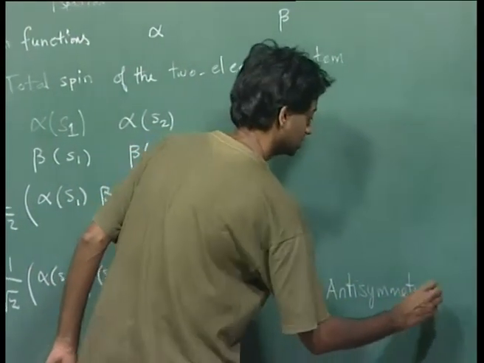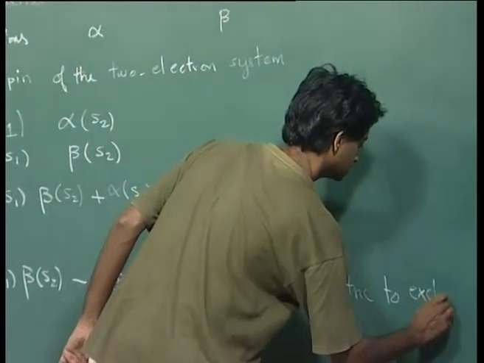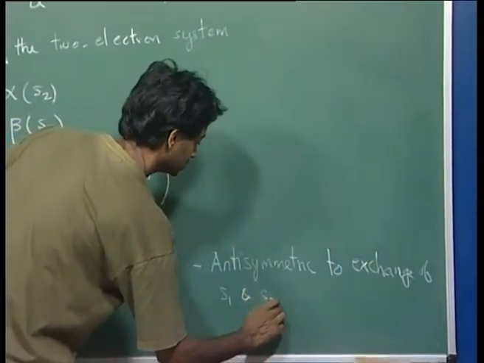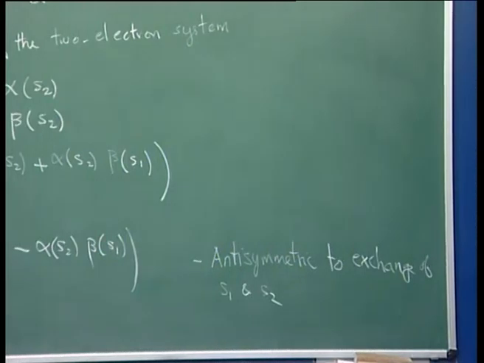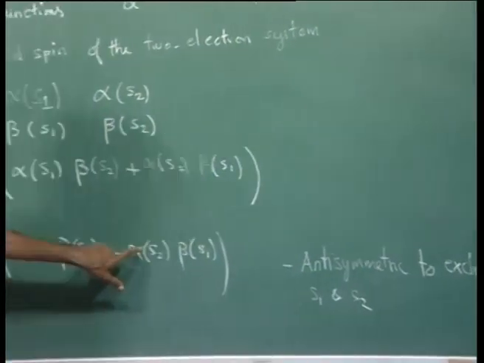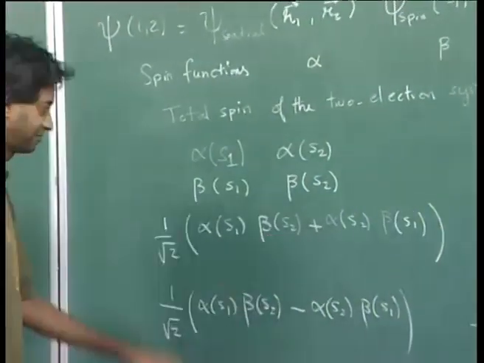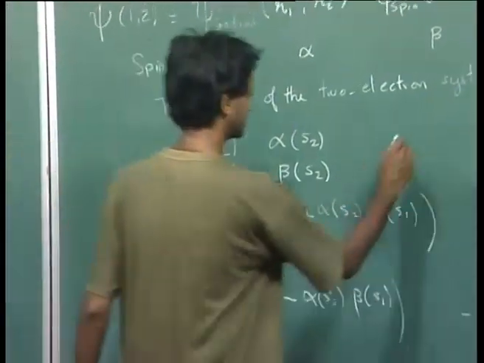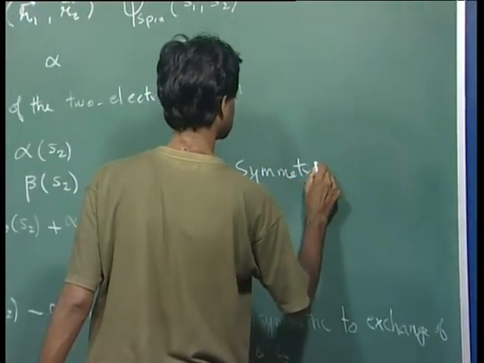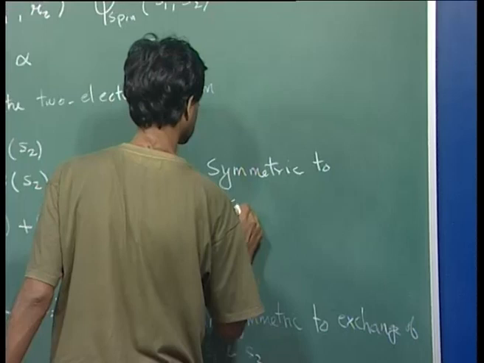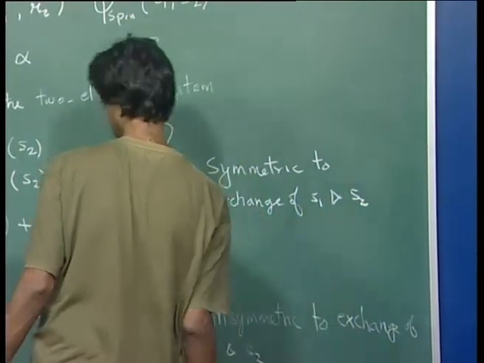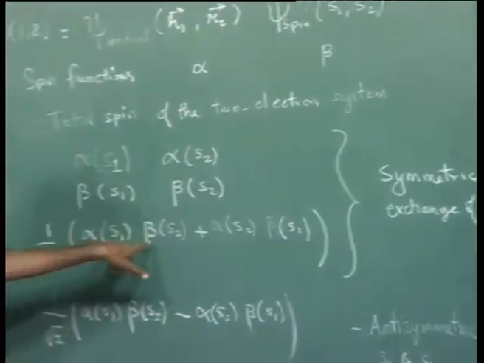To exchange of S1 and S2. Okay. What we mean by antisymmetric is that if I change S1 and S2, then this whole wave function will change sign. S2 beta S1 minus alpha S1 beta S2, that is negative of this wave function. Okay. Whereas these three wave functions, if I change S1 and S2, they are symmetric. S1 and S2. Okay. And we could not use this as a wave function.